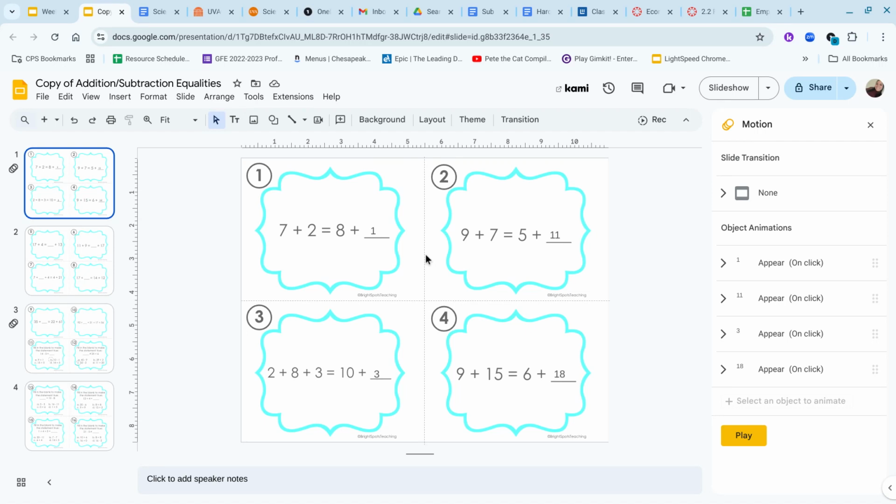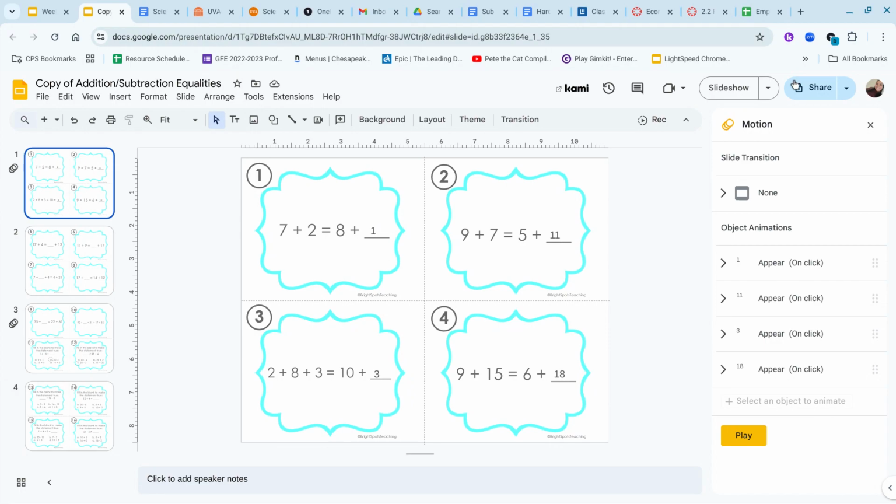Today we are doing addition and subtraction in equalities. First I'm going to show you exactly what you're doing so that way you know, and then you're going to practice on your own. You could use the whiteboard, you could use a sheet of paper, and this should be pretty simple for you because all it is is addition and subtraction on both sides. But let's take a look at the first one here, number 1.